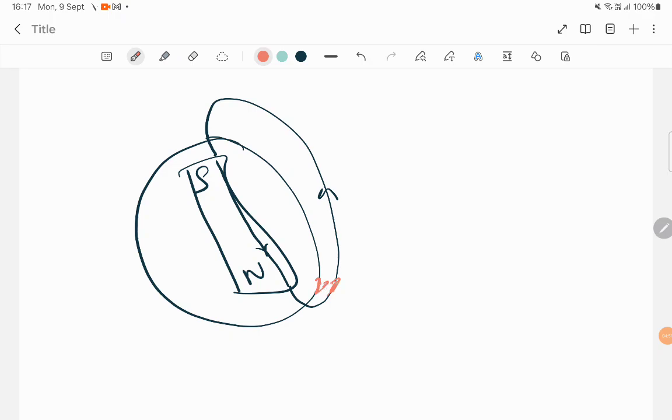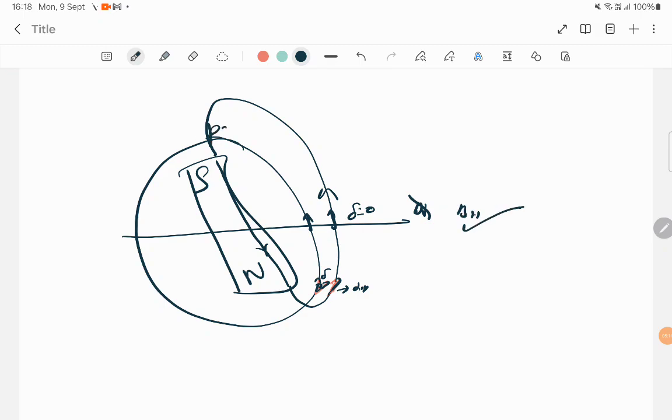This is the dip angle. This is the dip needle, and the dip needle makes an angle with the horizontal component, and that's called delta. So at the equator, delta will be 0 because this dip needle and the surface of the earth will be parallel to each other. So there is no vertical component, only the horizontal component exists.